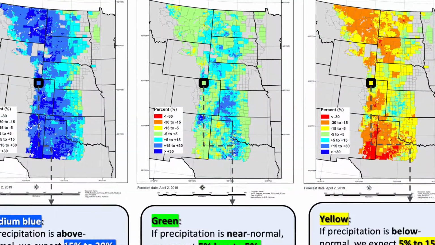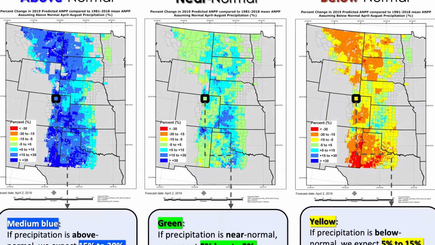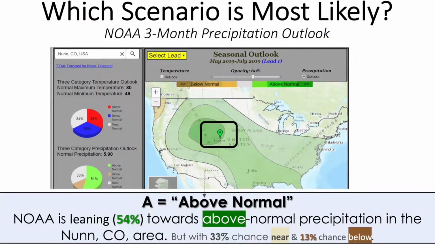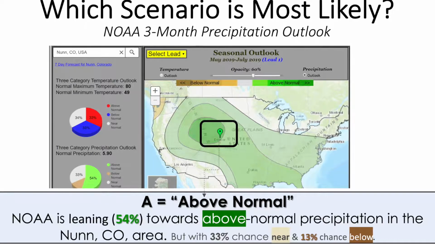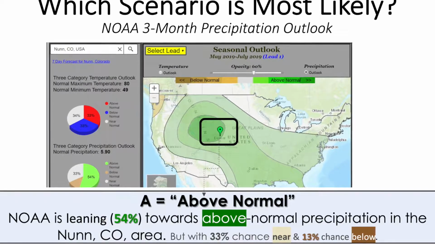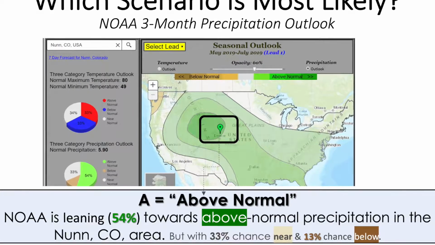Next, you should compare the GrassCast maps with another source of information to find out which scenario is most likely to occur: NOAA's 3-month precipitation outlook. Using the same location and time frame as we did with the GrassCast maps, northeast Colorado from April through August, NOAA's outlook is leaning towards having above normal precipitation in this area.